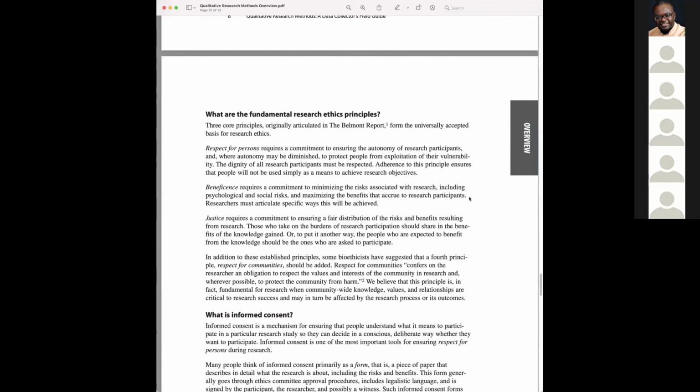In addition to these established principles, bioethicists have suggested that a fourth principle, respect for communities, should be added. Respect for communities confers on the researcher an obligation to respect the values and interests of the community. This one I respect. I believe it very, very well.